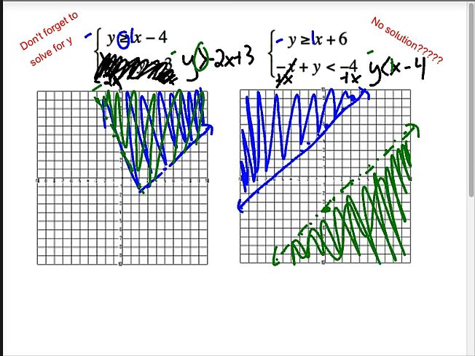Now this is a case, if you notice, where there is no overlap. They're never going to touch because those are parallel lines and the shading is on the opposite side. So again, this is going to be one of our no solution regions. That shaded region is never going to come together, never touch, because they're parallel and they're shaded on opposite sides.